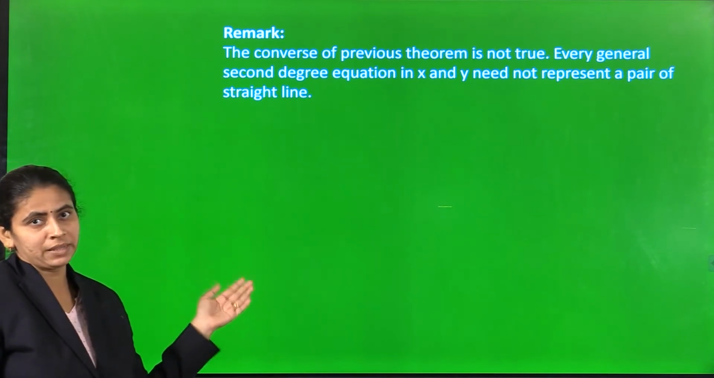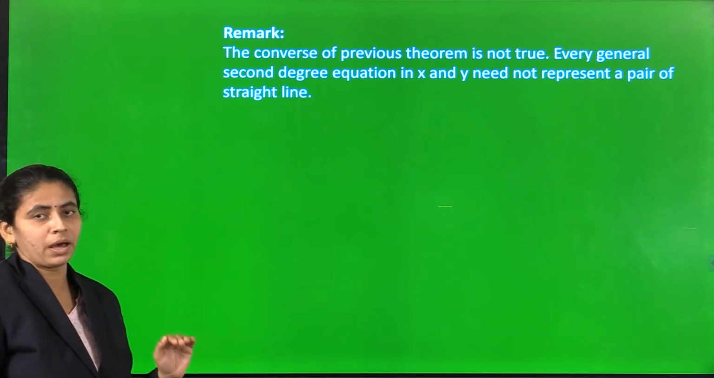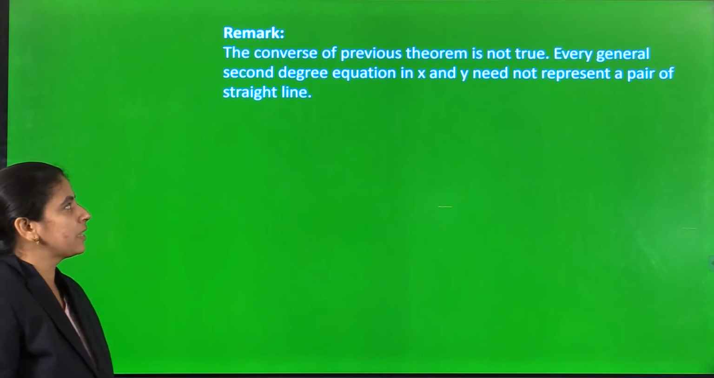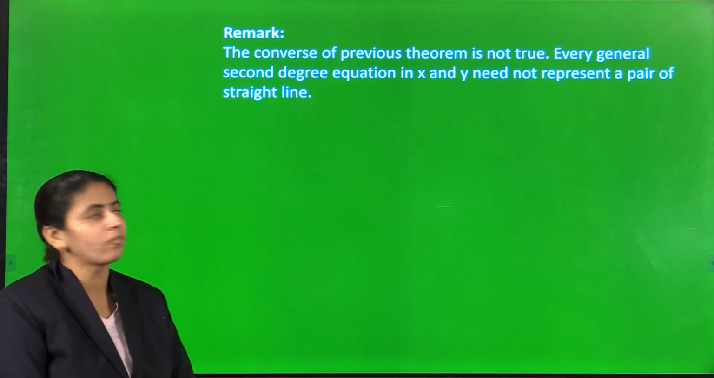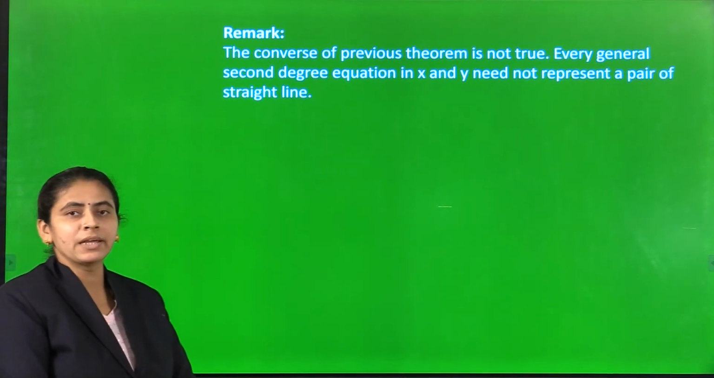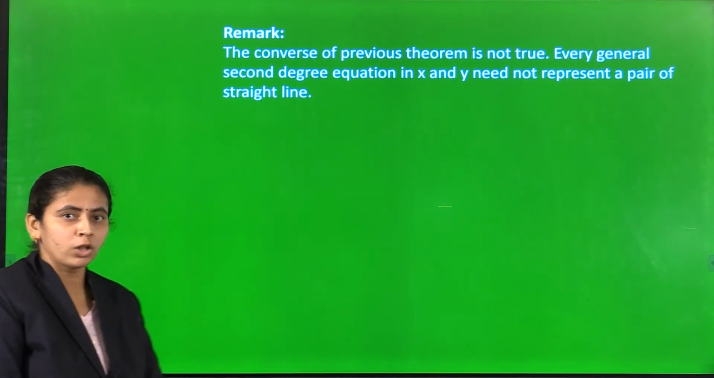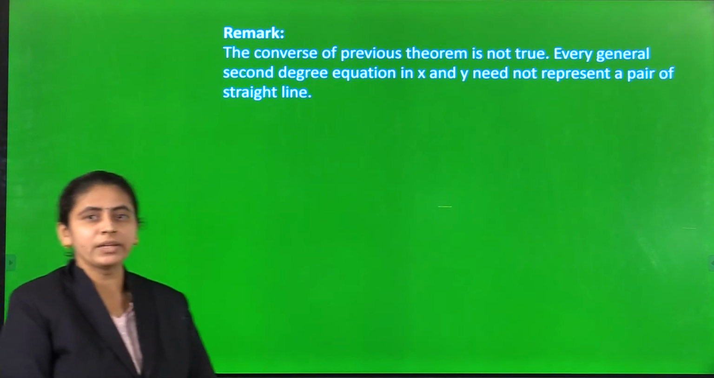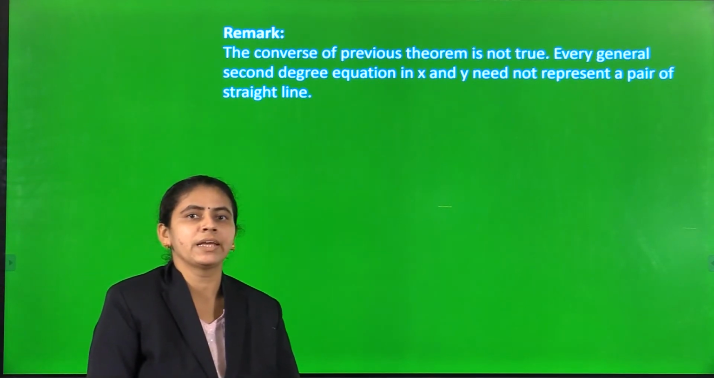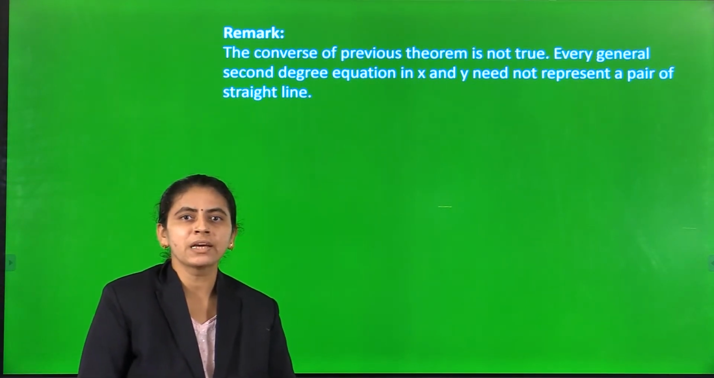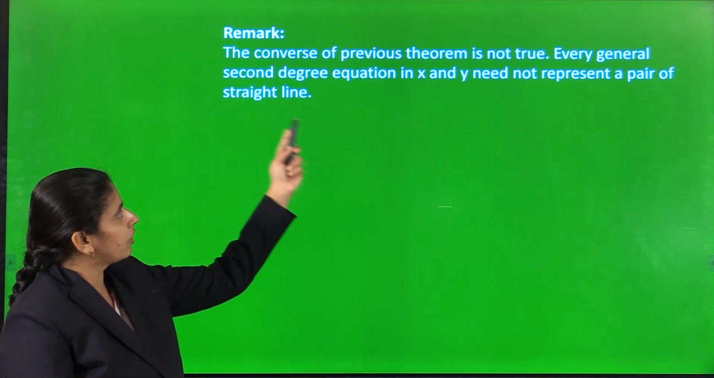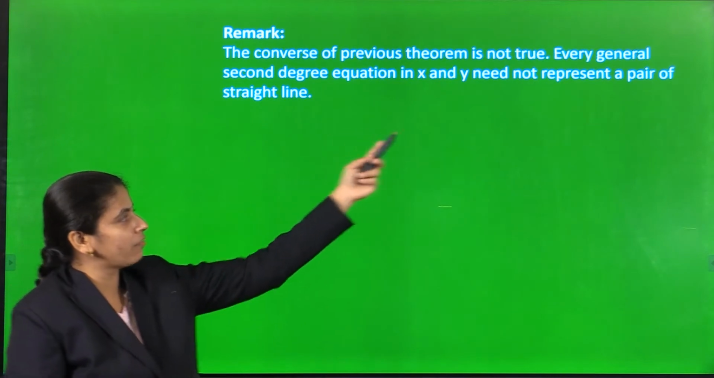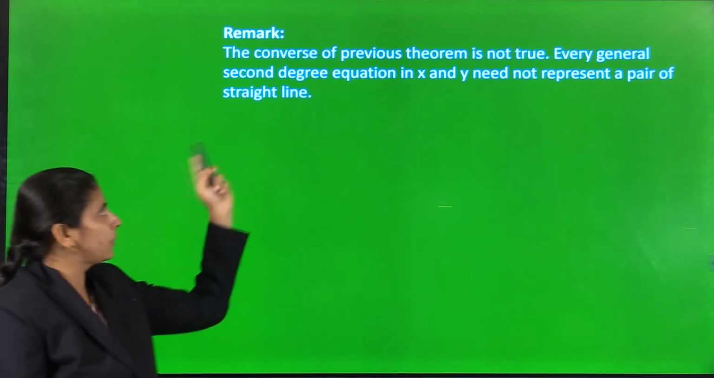आता आपण जो थेरम बघितला त्या थेरमचा कन्व्हर्स पार्ट हा ट्रू नाही आहे. म्हणजेच काय, that is, every general second degree equation in x and y need not represent a pair of straight lines. Although the combined equation of lines is a general second degree equation in x and y, the converse of this theorem is not true. Means what? Every general second degree equation in x and y need not represent a pair of straight lines.